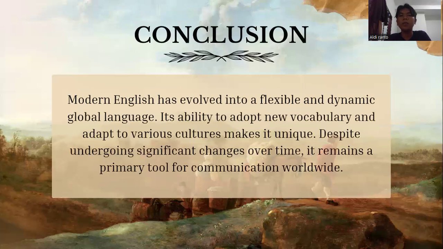And now we finally arrive in a conclusion. From all things that I have told you before, I'll wrap it in the conclusion. As modern English has evolved into a flexible and dynamic global language, its ability to adopt new vocabulary and adapt to various cultures makes it unique. Despite undergoing significant changes over time, it remains a primary tool for communication worldwide.